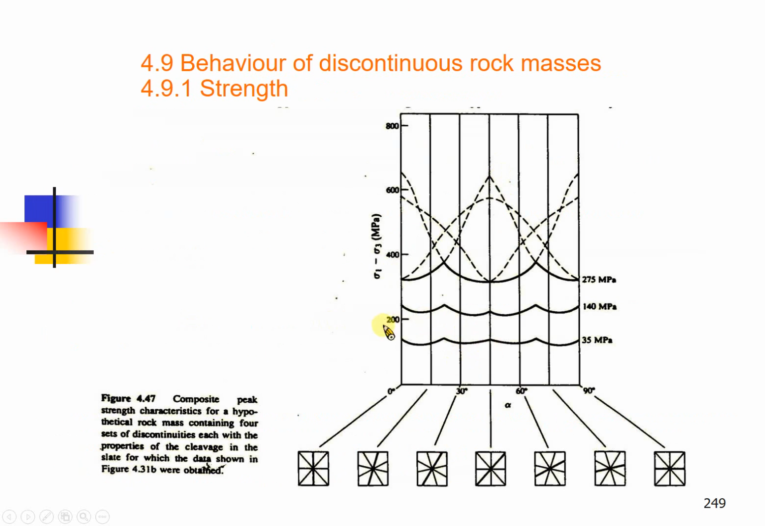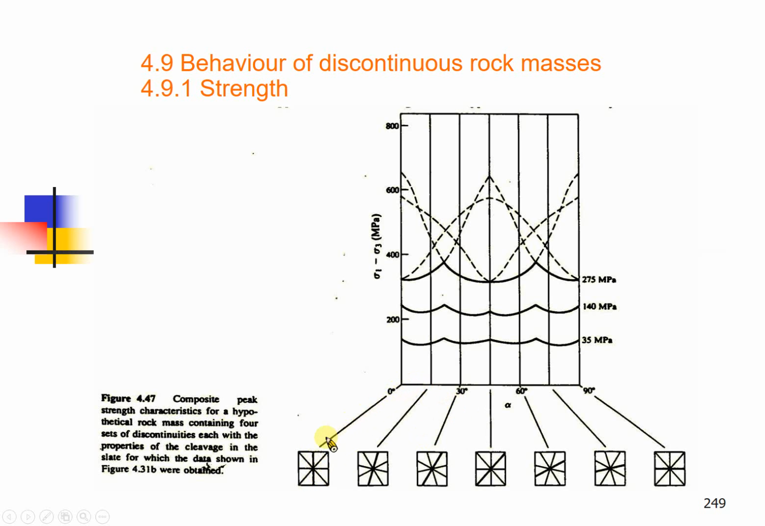This will be some example. If you have 1, 2, 3, 4 joints only, and we know the mechanical behavior of the joints, then what will be the mechanical behavior of this kind of rock mass? This figure shows you the anisotropy of the behavior. The horizontal axis will be alpha. Alpha will be the angle between the direction of the maximum principal stress and this direction.